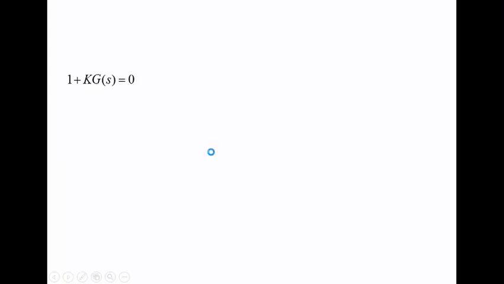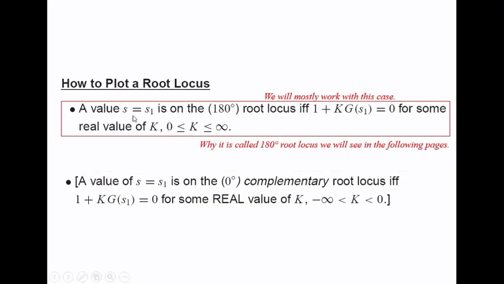In the definition we discussed that for every point we need to see whether it is located on the root locus or not. We have to put that point in this equation and find whether the equation is satisfied or not. If it is satisfied, we say that it is located on the root locus. If it is not satisfied for S1, then we say that the point S1 is not located on the root locus.